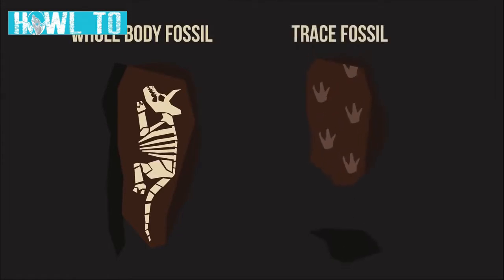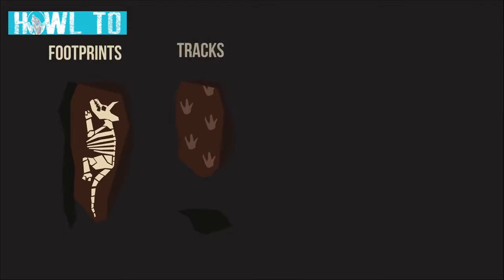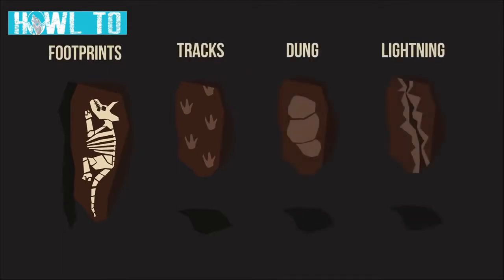Whole body fossils can be created in this way, and so can trace fossils. Trace fossils are the fossilized remains of things animals or plants have left behind. This includes footprints, tracks, dung, and even lightning strikes.